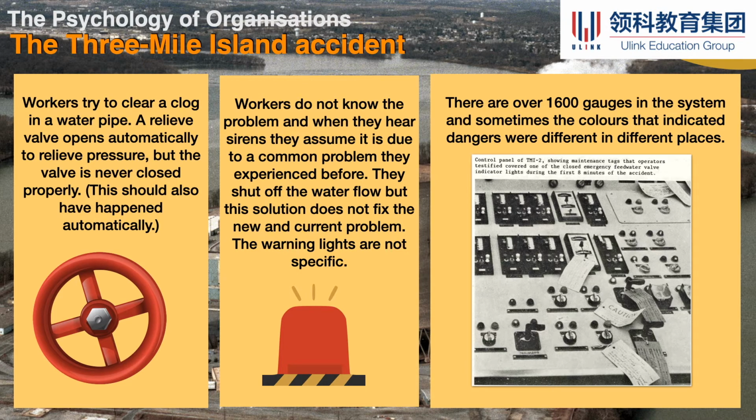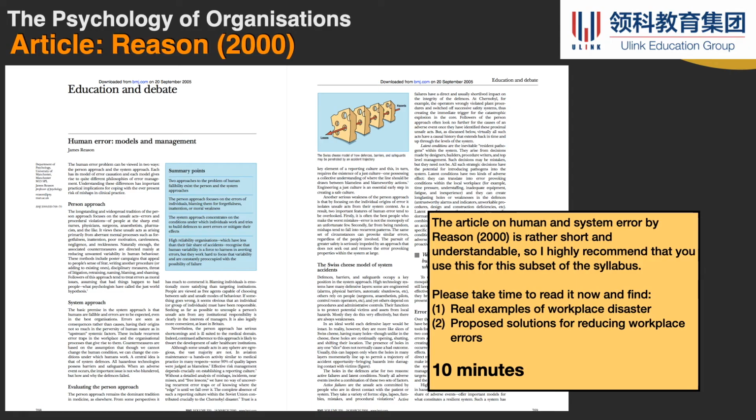So the machine really was scapegoated as part of the big problem here. There are over 1,600 gauges in that system, and sometimes the colors that indicated dangers were different in different places. Maybe sometimes it'll be yellow, sometimes it'll be red. So there was a lack of consistent design in this machine. But of course, the machine itself is not to blame. How the humans reacted to the machine is also a key element. A famous model for the mistakes that are made between machines and humans is called the Swiss cheese model.